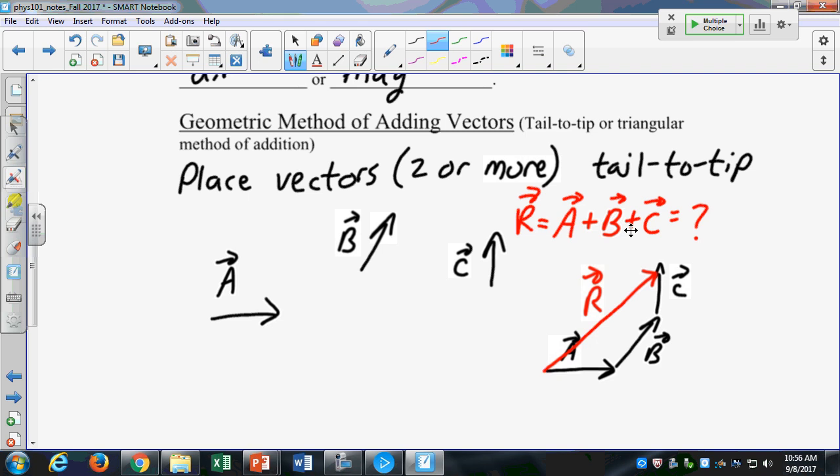Also notice that you are not going to simply add up the magnitudes of vectors A, B, and C. For example, if these were 2, 3, and 1, you wouldn't just say 2 plus 3 plus 1 to get R. It's a little more complicated than that. You have to use your trigonometry. We're going to show you how to do that, which is also something that you need to do for the test.